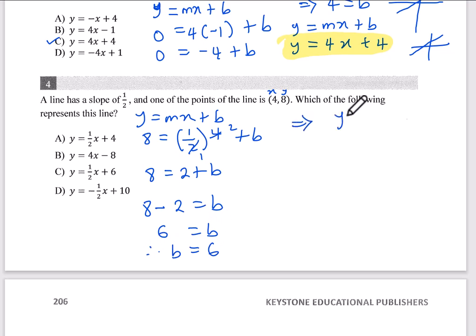If we continue from this point, let's plug everything in. y equals mx plus b. y is equal to, slope is 1 over 2 x, right? And then plus 6. And which option makes sense with this? That's C, option C. And that's it.